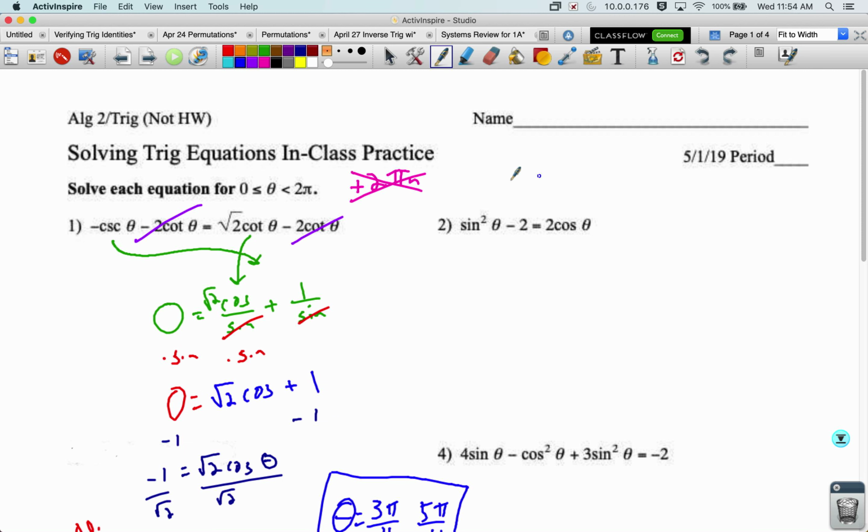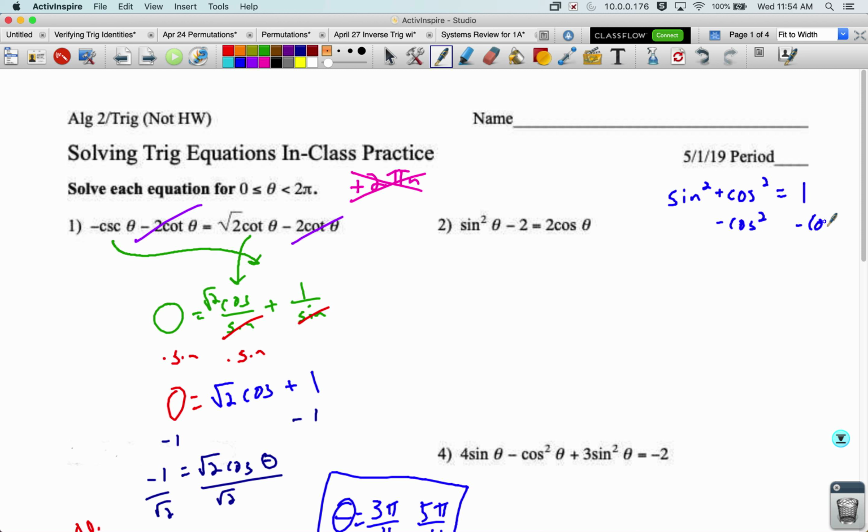Okay, problem number 2. When I see a sine squared and I also see a cosine, I'm thinking about replacing that sine squared with a cosine squared using the Pythagorean identity. I don't even know if this is going to work out, but I've got a good feeling that I'm going to be able to do some factoring with this cosine over here. So let's just see if it works out. I already looked at this problem once. It's kind of a tricky one, so let's make sure this works.